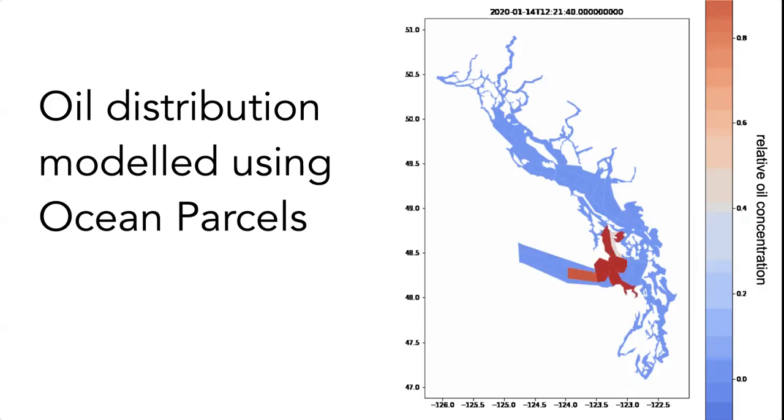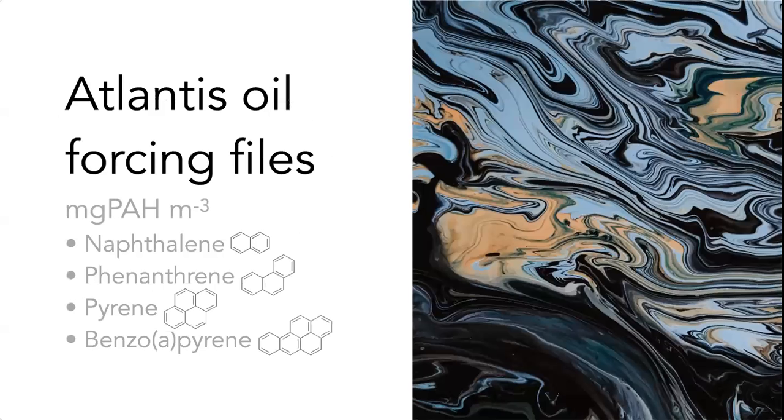Okay, so as I said, we would take this distribution and form Atlantis forcing files, and we convert those Ocean Parcels particle trajectories into the forcing files by using 4 representative components of oil, and they're listed on the slide. These components have been selected based on their chemical composition, from a representative 2-ringed compound all the way to a 5-ringed compound. And the ratio of these chemicals changes in the different oil types.